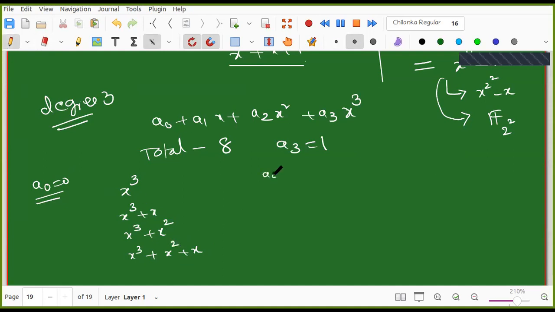Now a0 is not equal to 0, that means a0 is equal to 1. Now what are the polynomials? Again x cube plus 1, x cube plus x square plus 1, oh I made a mistake. x cube plus x plus 1, and x cube plus x square plus x plus 1. Now what about these polynomials, Suresh?